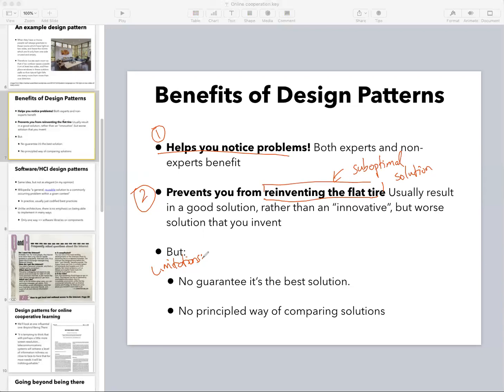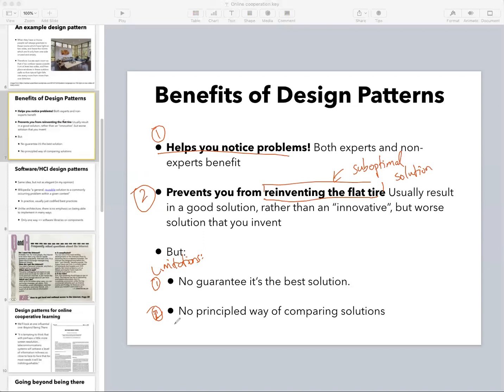and if it really is the best solution, that's great. The other problem is that even in Alexander's book, there are multiple ways of solving a common problem. They're all good solutions. So unfortunately, what happens with the design pattern is you don't have a very good way of comparing these solutions in a principled way.